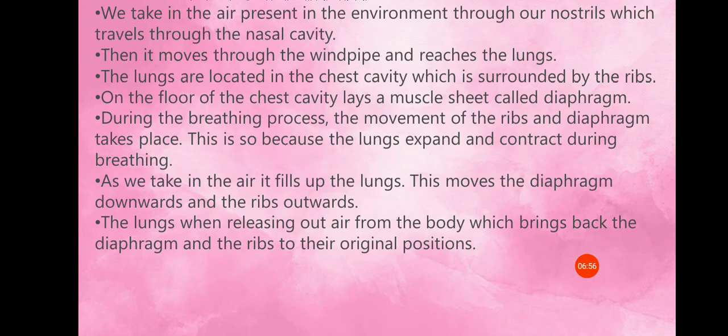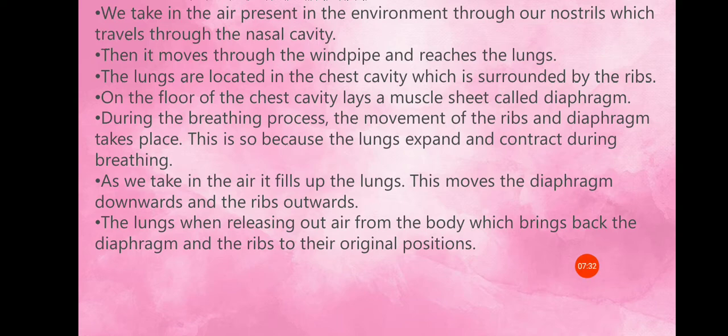We take in the air present in the environment through our nostrils, which travels through the nasal cavity. Then it moves through the windpipe and reaches the lungs. The lungs are located in the chest cavity, which is surrounded by the ribs. On the floor of the chest cavity lies a muscle sheet called the diaphragm. During the breathing process, the movement of the ribs and diaphragm takes place. This is so because the lungs expand and contract during breathing.